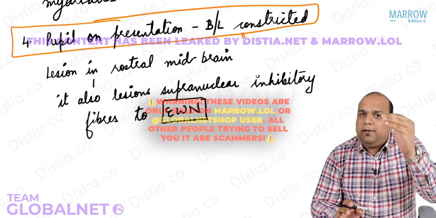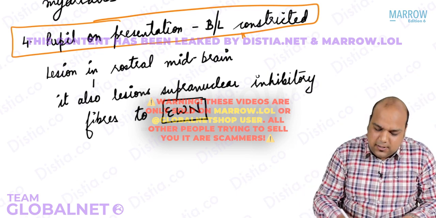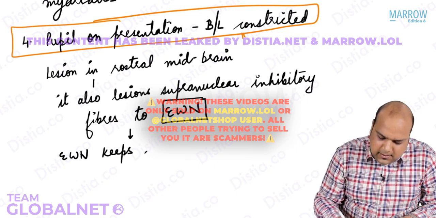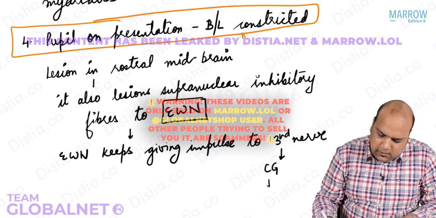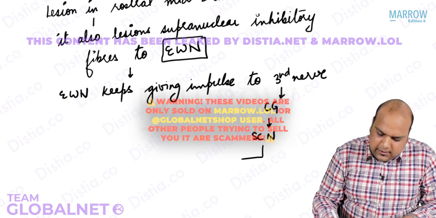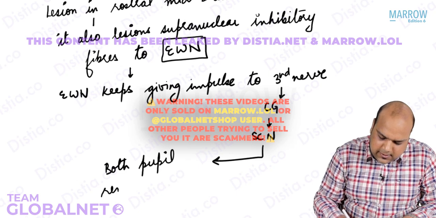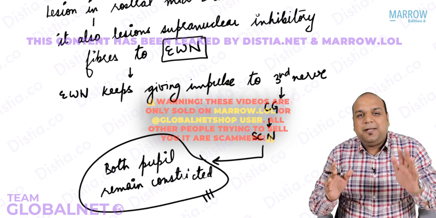See, every nucleus has to have an inhibitory impulse to stop the impulse that it sends. But because the inhibitory impulses are lost, the Edinger-Westphal nucleus keeps giving impulse to the third nerve, from the third nerve to the ciliary ganglion, then the short ciliary nerve, and thus both pupils remain constricted. Are you understanding what I am trying to say?